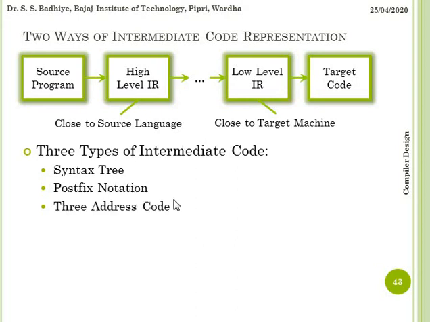And the third type is three address code. This three address code can be written as a high level representation, or as a low level representation, or somewhere in between. So it may vary from high level to low level. How does it vary? It is based on the type of operator that we are going to use. Three address code may vary from high level representation to low level representation. This means that we can write a three address code in the source program language or in the target program language.